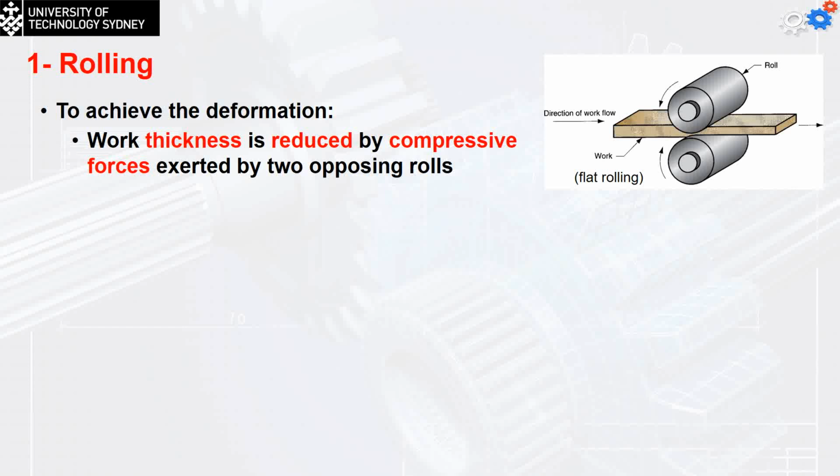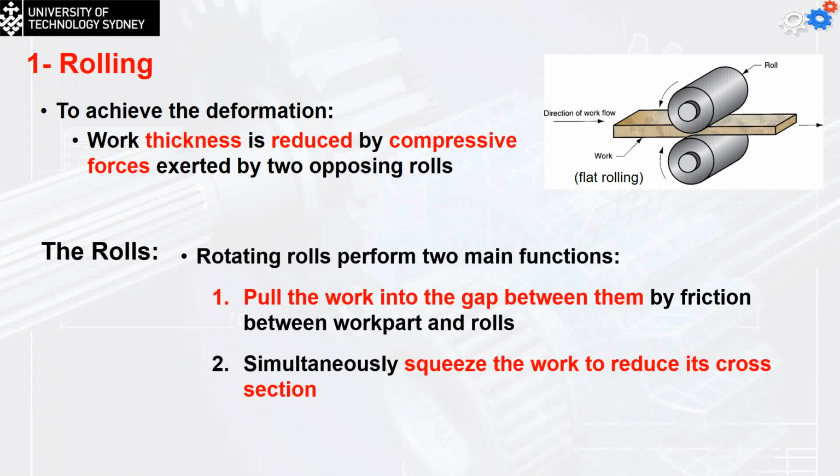So to achieve the deformation in the rolling process, the work thickness is going to be reduced by the compressive forces exerted by the two opposite rolls, as you can see. So the rolls are going to do two things. First, due to the friction at the entrance, this friction will pull the work into the gap between them. At the same time, because the distance between them is constant, this will simply squeeze the work to reduce its cross section.